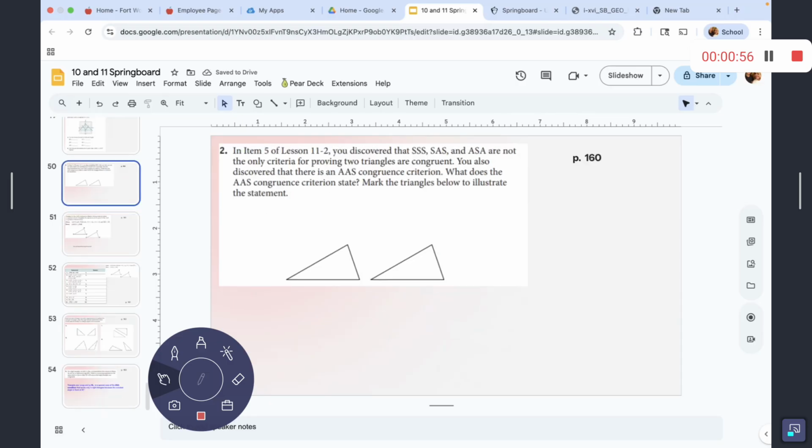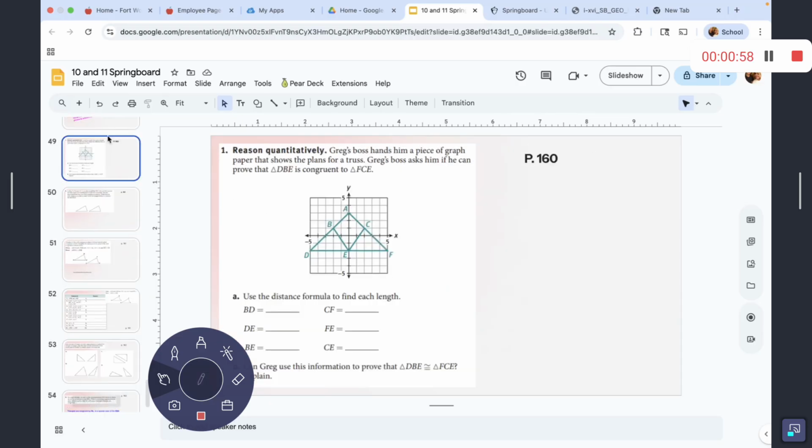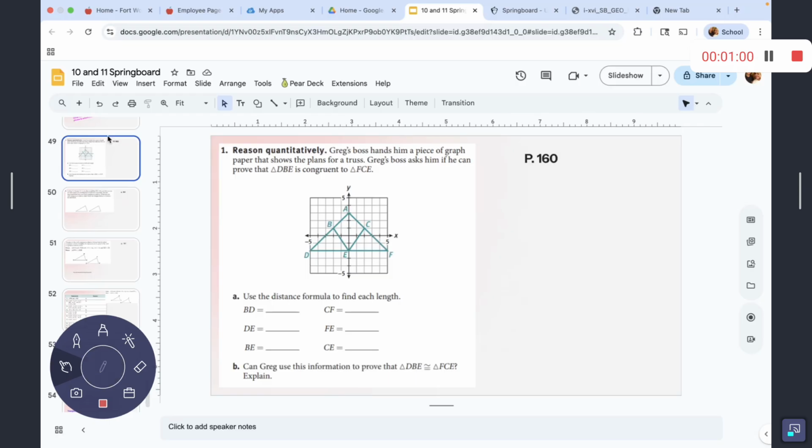Okay, so this says on number 1, we should be on page 160, reason quantitatively. Greg's boss hands him a piece of graph paper that shows the plans for a truss. Greg's boss asks him if he can prove triangle DBE is congruent to FCE. So DBE is congruent to FCE.